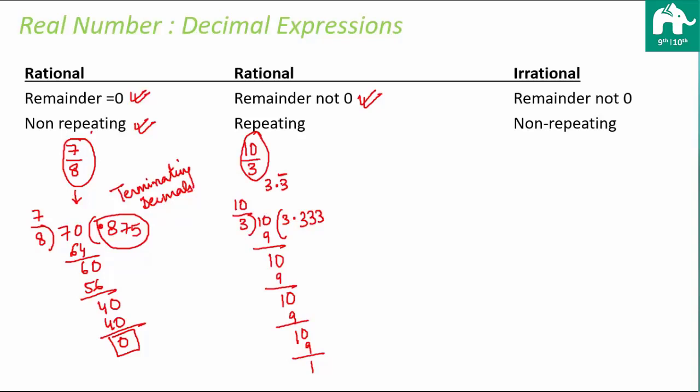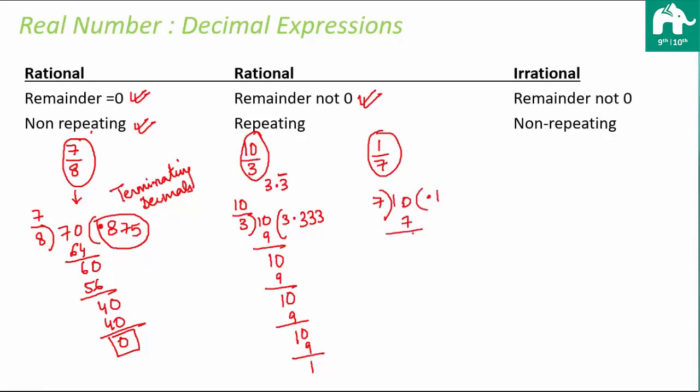Now, it is not necessary that the same digit will keep repeating all the time. There could be another scenario where the remainder is not 0 and the digits are repeating, but it is not just one digit which is repeating, but a string of digits. For example, let us take 1 by 7. Okay, let's try to convert it into decimal format. So what happens?